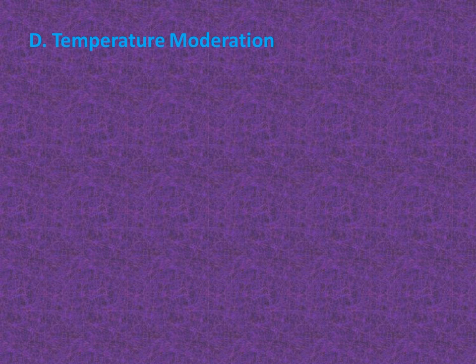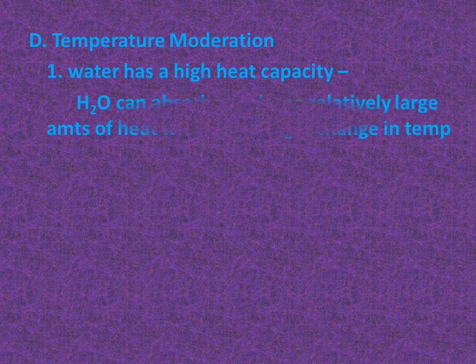Temperature moderation. Water has a high heat capacity. Capacity means the ability to carry, like your bus seat capacity might be 65 or 72. So heat capacity is how much energy or heat a substance can contain. And water has a very high heat capacity compared to other things, which means water can absorb or release relatively large amounts of heat with only a slight change in temperature.